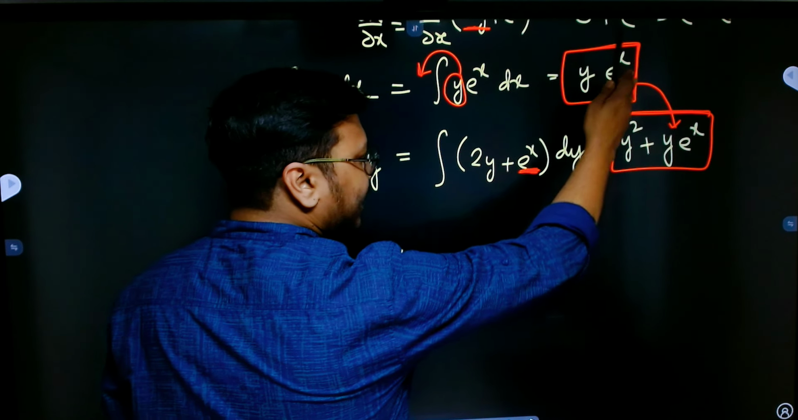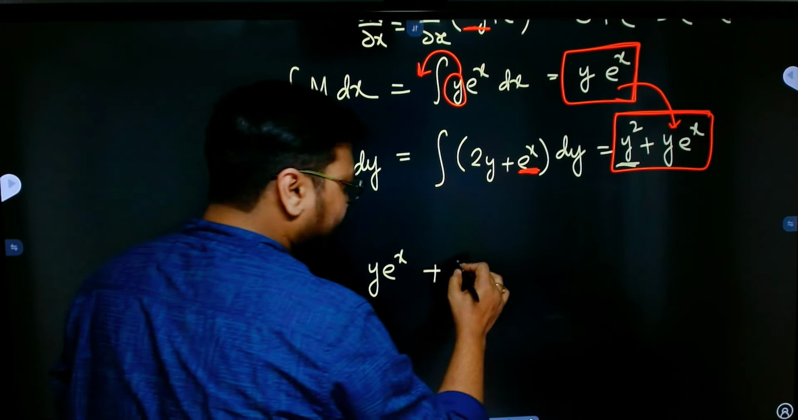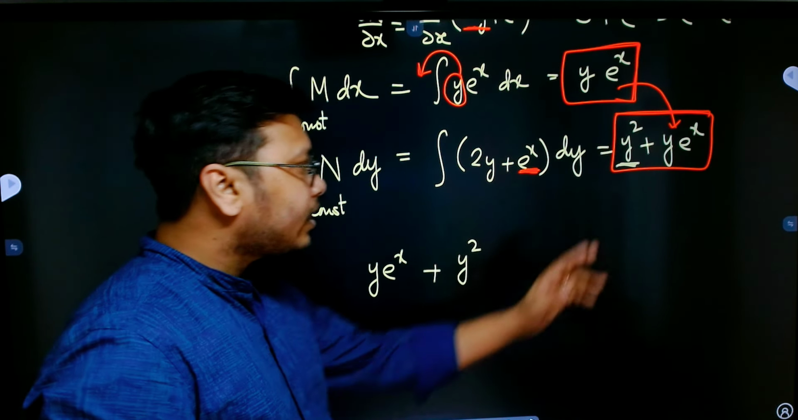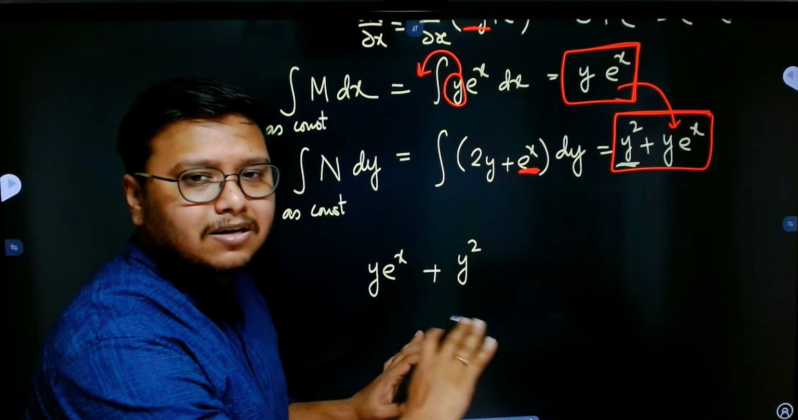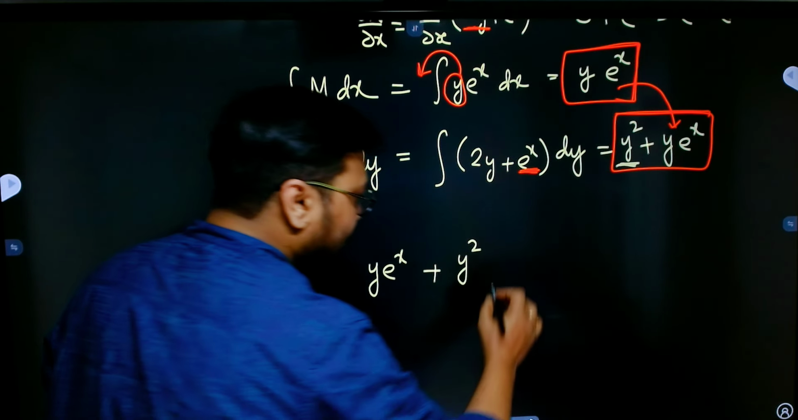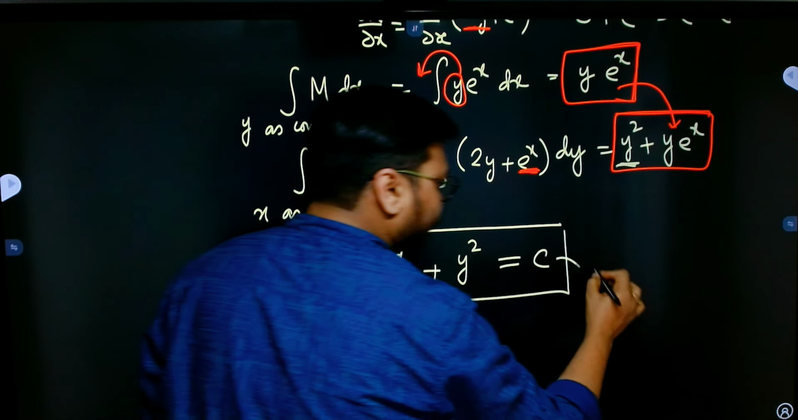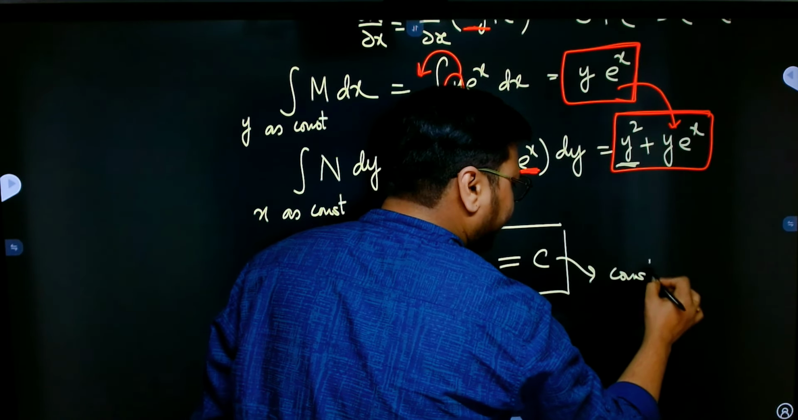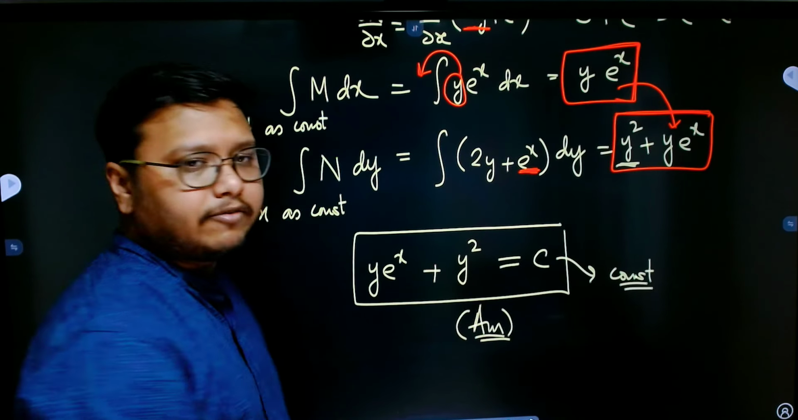So y to the power x is already written. Y square is a new term, so we'll write y square. We will not write this term again because it's already written. So once all the terms are written at least once, we will write equals c, where c is our constant. Okay, c is the integrating constant, and that's the solution to the given differential equation.